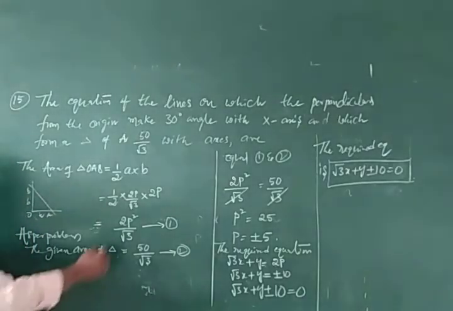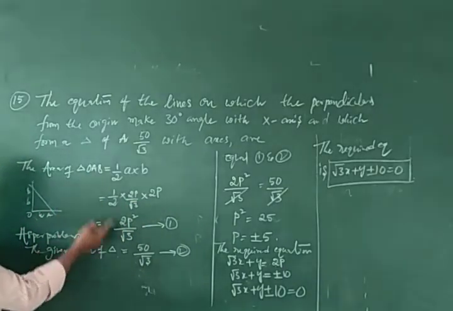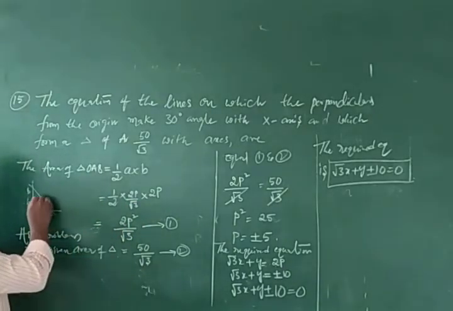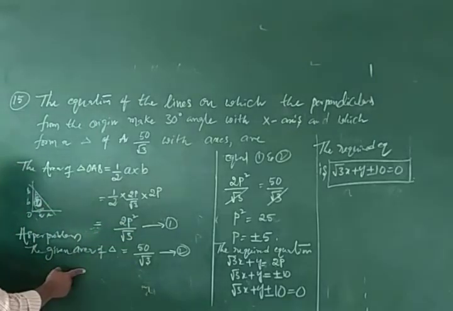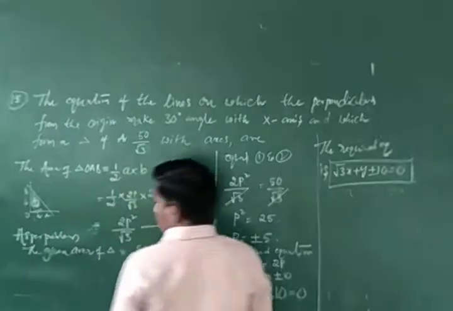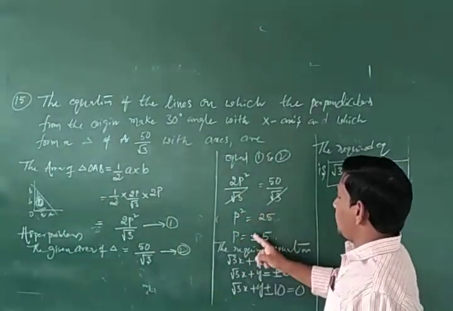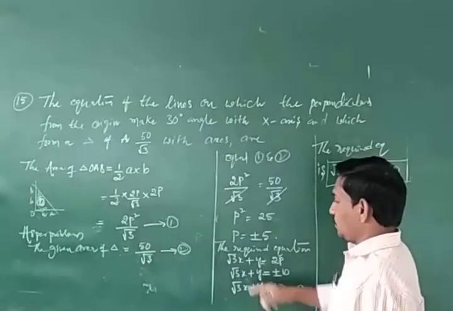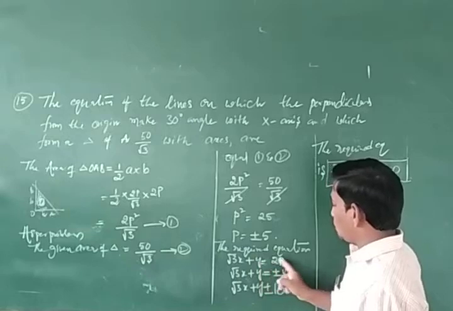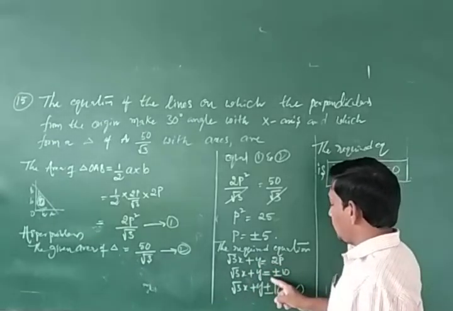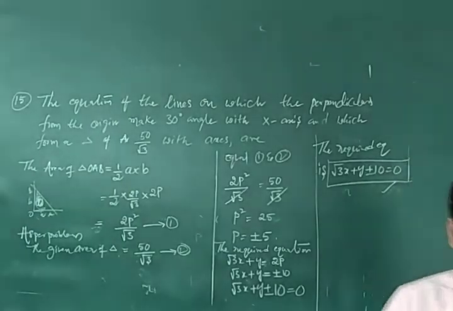The value of A and B is 2p by root 3 and 2p. By the calculation, we got the area as 2p square by root 3. But in the problem, how much is the area given? 50 by root 3. So by cancellation p square equals 25, p equals plus or minus 5. The required equation is root 3x plus y equals 2p, so root 3x plus y equals plus or minus 10. This is the required equation. No doubt.